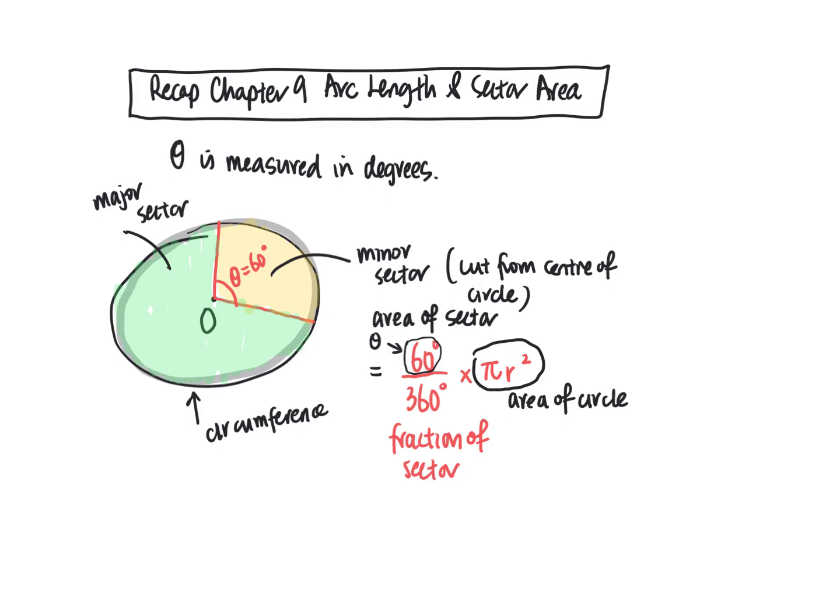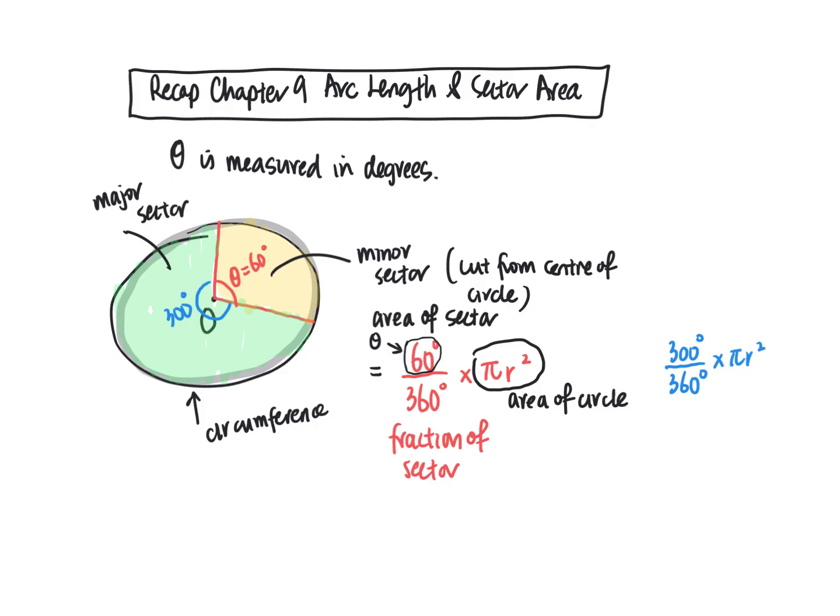So what if I'm interested in the green piece? How can I calculate the major sector? You should use this angle instead. So same formula, but this time round we use 300 degrees. So instead of 60, it's 300 out of 360. Also multiply by pi r squared. So must we put minus 60? No need, you can straight away calculate.